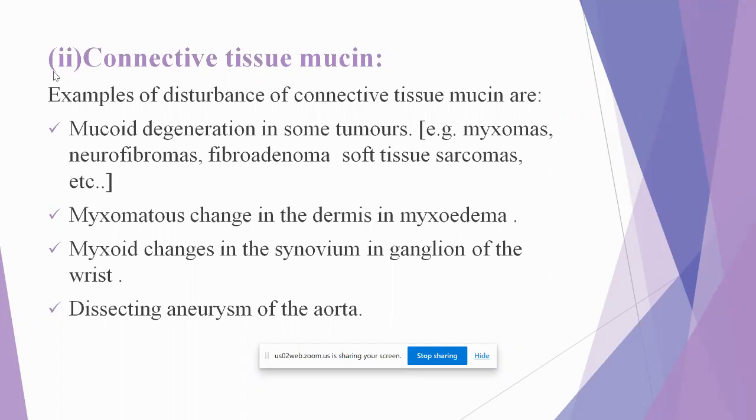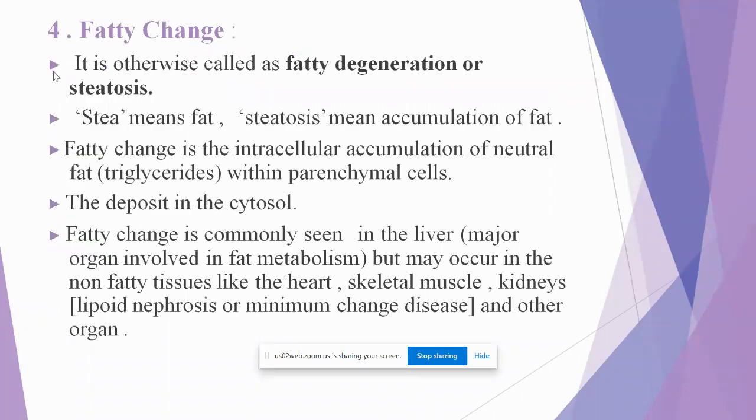Then the next one is myxomatous changes in the dermis in myxedema. The next example is myxoid changes in the synovium in ganglion of the wrist. Then dissecting aneurysm of the aorta. These are the examples for connective tissue mucin. These are the mucoid changes.